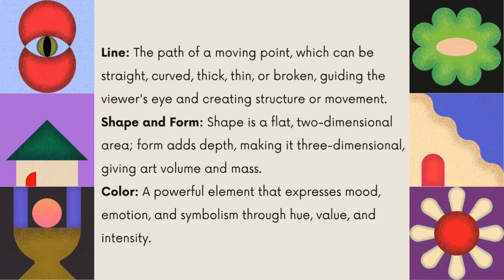Okay, the second element in visual arts is shape and form. Shape refers to two-dimensional areas like circles, squares, or triangles, while form refers to three-dimensional objects such as spheres or cubes. Together, these give artwork a sense of mass and volume. For instance, in sculpture, form makes the artwork appear solid or real.